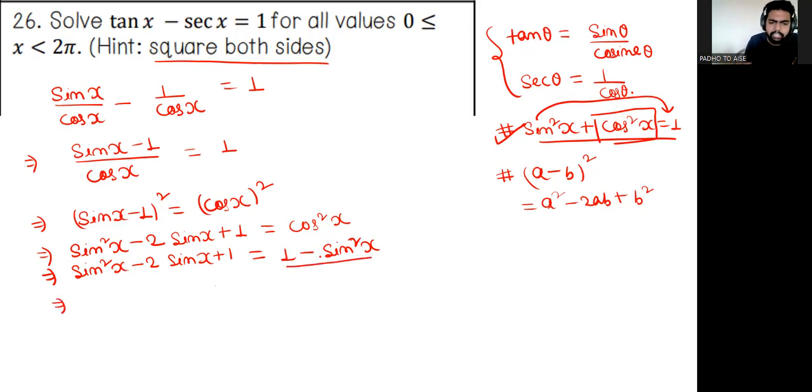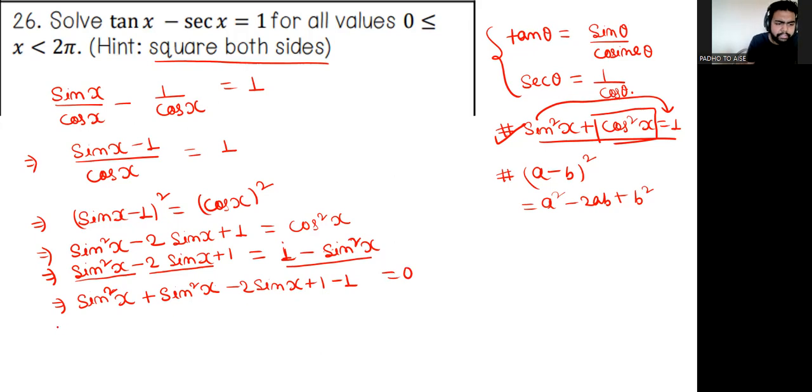Now what I would be doing, I would be sending all these terms to the other side. So this is negative sine square x. When this comes to the other side, it becomes positive sine square x. So I write sine square x plus sine square x, then the same term, negative 2 sine x, and after that plus 1 as it is. This 1, when I bring it to the other side, becomes negative 1. So negative 1 is equal to 0.